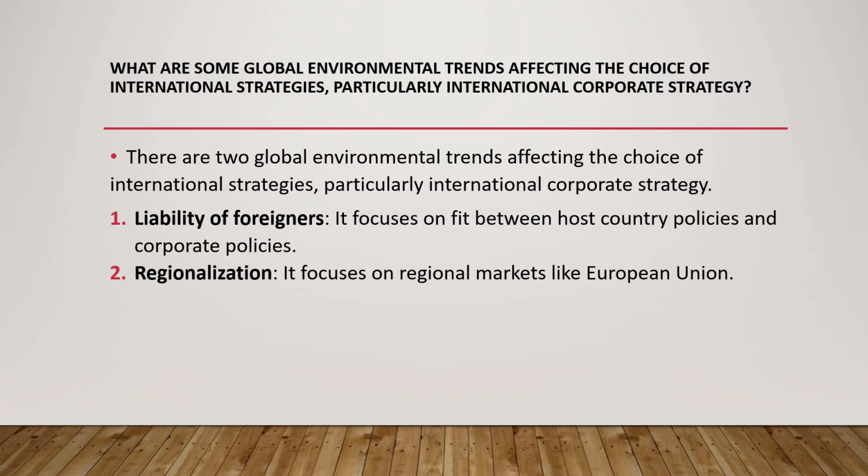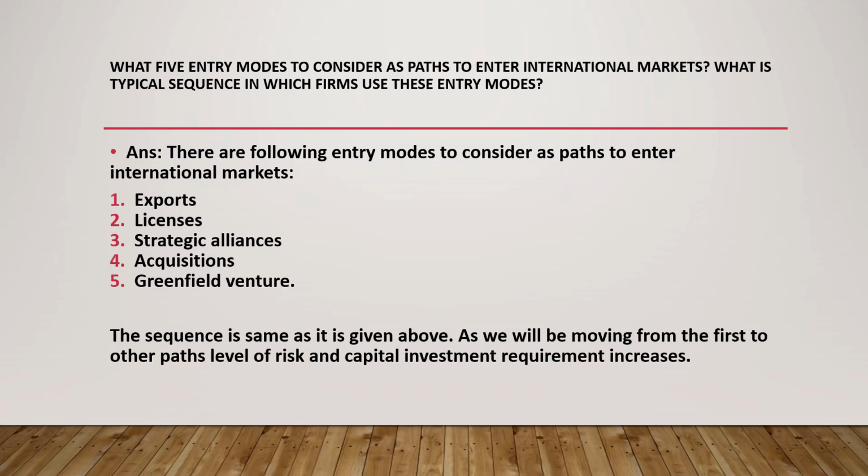So there are two global environmental trends affecting the choice of international strategies, particularly international corporate strategy. Number 1. Liability of foreignness. It focuses on fit between host country policies and corporate policies. And secondly, regionalization. It focuses on regional markets like the European Union. After that, we have another question.